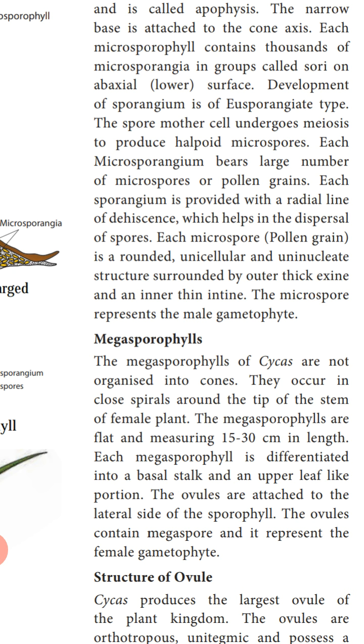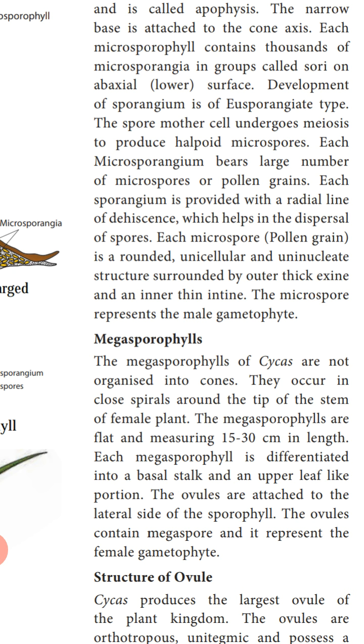Development of the sporangium is of the eusporangiate type. Eusporangiate we have already studied. If the development of sporangia is from a group of initial cells, then we call it eusporangiate type. The spore mother cell will undergo meiosis, a reduction division, to produce haploid microspores. So inside the microsporangium, the microspore mother cell undergoes meiosis to produce haploid microspores. Each microsporangium bears a large number of microspores or pollen grains.